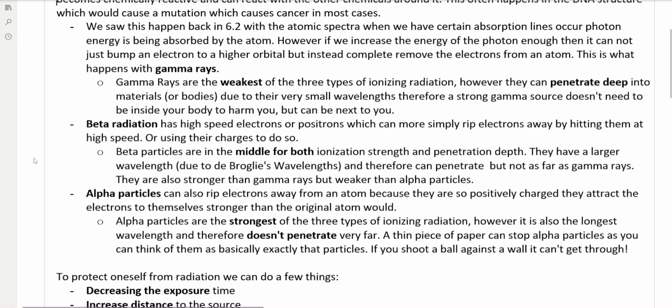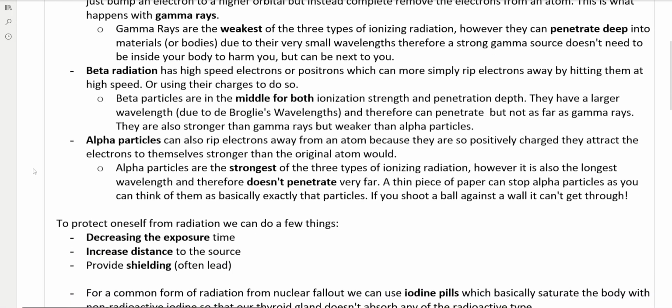Beta radiation is high-speed electrons or positrons, which can rip electrons away by hitting them at high speed or using their charges to do so. So beta radiation is middle strength for ionization and also penetration. They have larger wavelength due to having a bigger particle, basically, according to the de Broglie wavelength. It's an electron moving really quickly, or a positron, which is the opposite of an electron, just a positive version of an electron.